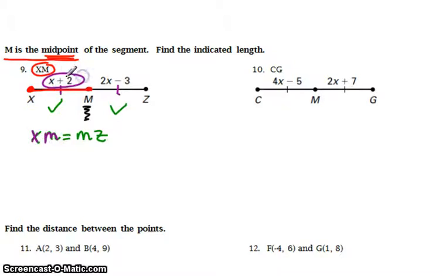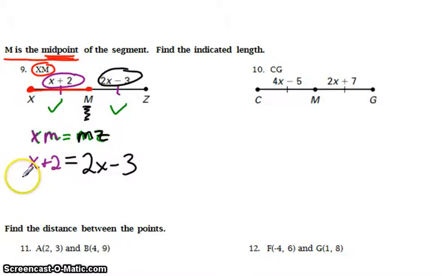XM is represented by the expression x plus 2. And that has to be equal to whatever the distance between M and Z is. Well, if you notice, the distance between M and Z is represented by the expression 2x minus 3. So now I have an equation. And remember, a lot of geometry comes all the way back to just your algebra. So how would we solve this equation? Well, first thing we want to do is combine our variables. So I want to combine this x and this 2x.